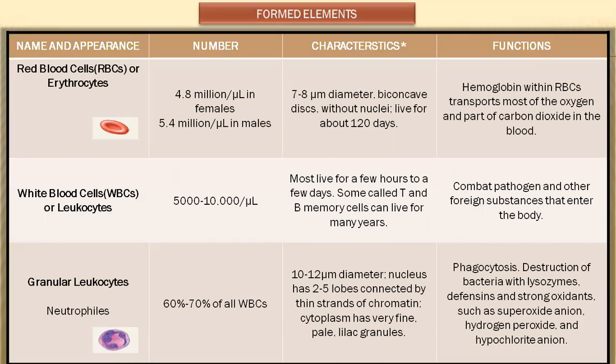Then examples of white blood cells, let's start with granular leukocytes. The granular leukocytes are those with granules, so they're also called granulocytes. The first one is neutrophils, which are the majority. In terms of percentages, they're between 60 to 70% of all white blood cells. In size, they're big, between 10 to 12 micrometers in diameter, so they're bigger than red blood cells.